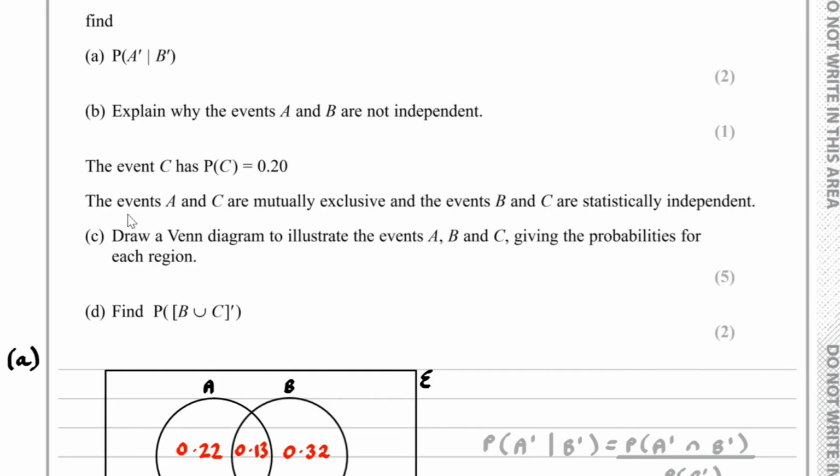Now for part C, the event C has probability of C equaling 0.20. The events A and C are mutually exclusive, and the events B and C are statistically independent. What we have to do is draw a Venn diagram to illustrate the events A, B and C, giving the probabilities for each region.